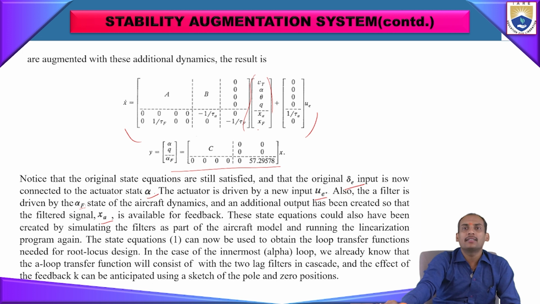In this case, for the innermost loop, we already know that the loop transfer function will consist of two lag filters in cascade, and the effect of the feedback K can be anticipated using the sketch of pole and zero positions. A pole and zero position means it's like a neutral position only. Pole means when we are giving the angle of attack to the control surface. Here we are trying to see the inner loop and outer loop transfer function.